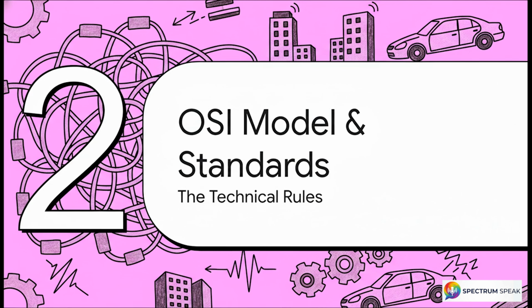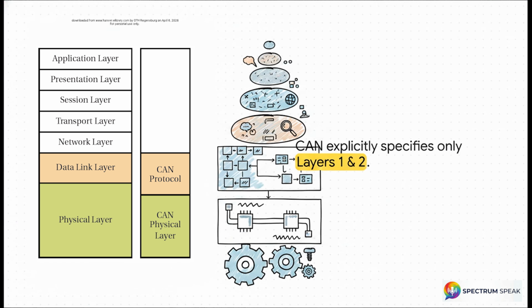Moving on to Section 2, OSI model and standards. So now that we have our corporate offices set up, we need some strict technical rules to govern how they actually interact. The absolutely crucial point here, especially when mapping CAN to the famous OSI model, is that the CAN specification strictly covers only the absolute bottom two layers. That's layer 1, the physical layer, and layer 2, the data link layer. These are the foundation, always implemented in pure hardware. All the higher level tasks, those are just layered on top of this in the software.